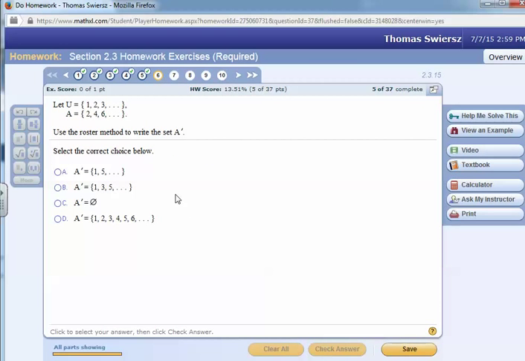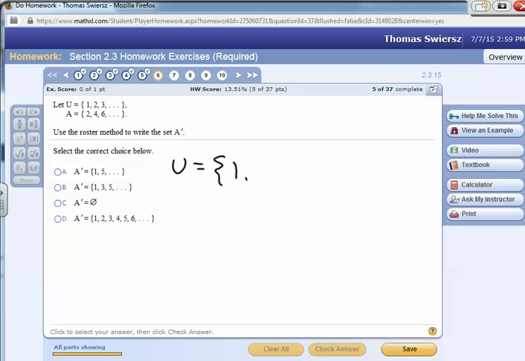Number 6. The universal is 1, 2, 3, and it keeps on going, right? So the universal never stops. It's not the integers, it's the counting numbers: 1, 2, 3, 4, 5, 6, 7, 8, 9, 10, keeps on going.